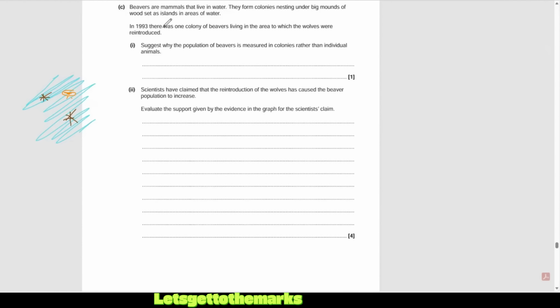Okay, cool. In 1993, there was one colony of beavers living in the area to which the wolves were reintroduced. So explain why the population of beavers is measured in colonies rather than individual animals. So rather than saying there are 17 beavers, they'll say there are two colonies of beavers, one of 10 and one of 7, right? So they form colonies, and the colonies live under the big mounds of wood. But at any one time, the individual beavers could be swimming about.